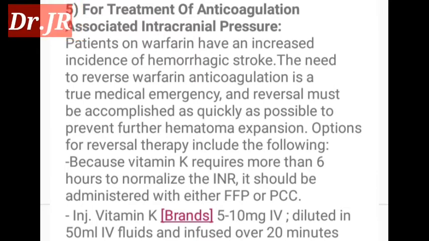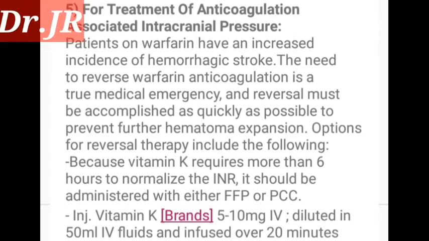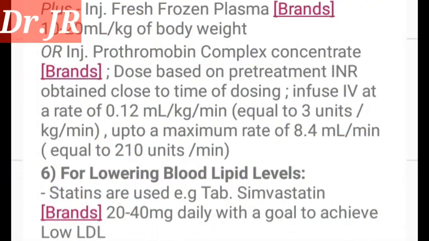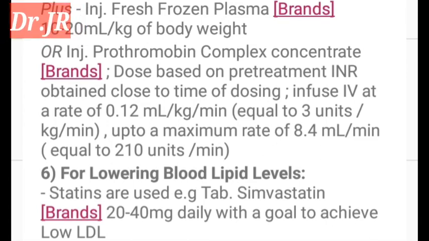Options for reversal therapy include the following. Because vitamin K requires more than 6 hours to normalize the INR, it should be administered with either FFP or PCC. Injection vitamin K 5 to 10 mg IV, diluted in 50 ml IV fluids and infused over 20 minutes, plus injection fresh frozen plasma 10 to 20 ml per kg of body weight, or injection prothrombin complex concentrate. Dose based on pre-treatment INR obtained close to time of dosing.